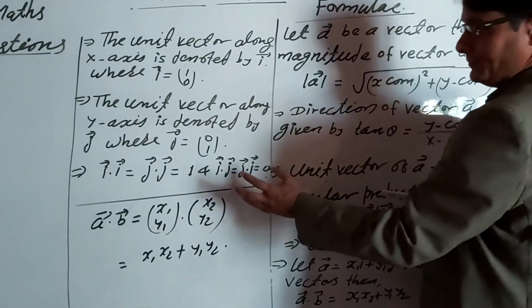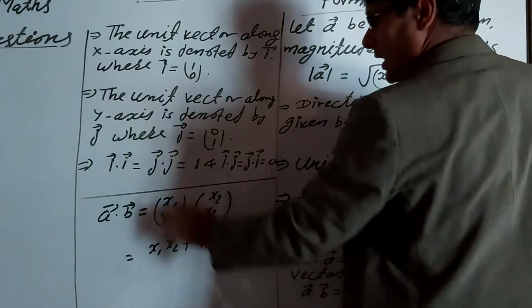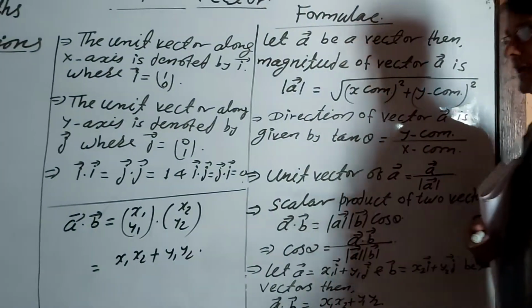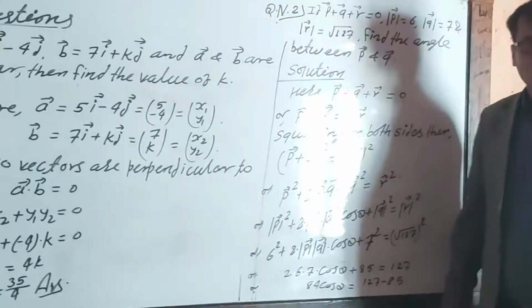Here I just want to remind you, i dot i is equal to j dot j is equal to 1, and i dot j is equal to j dot i is equal to 0. After that, let's go on to the short questions.